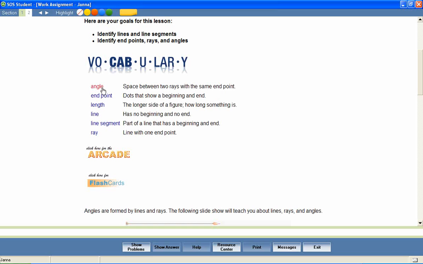For example, students can hear the correct pronunciation of each word. Angle. Length.